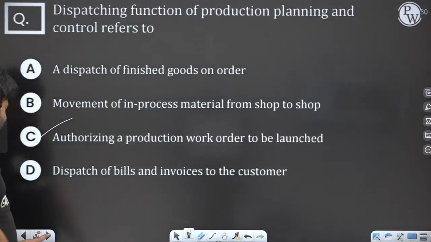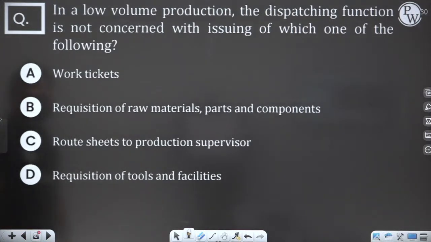Right. Next question. In a low volume production, the dispatch function is not concerned with the issuing of which one of the following?